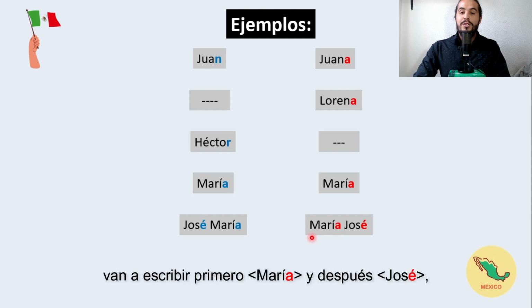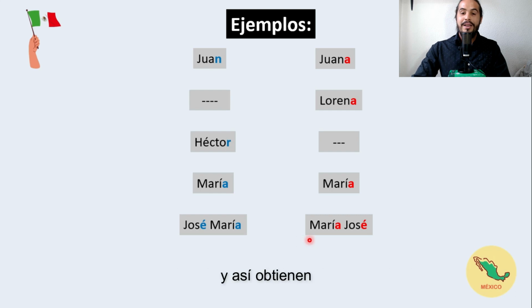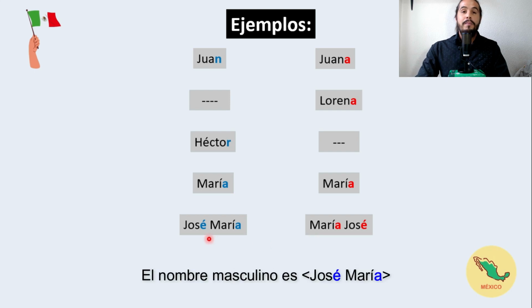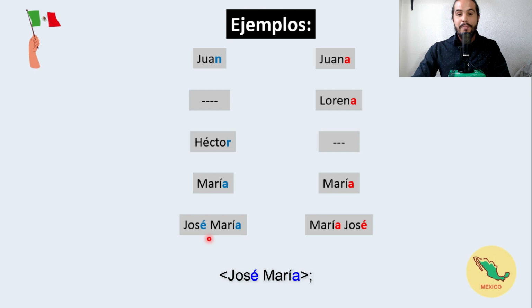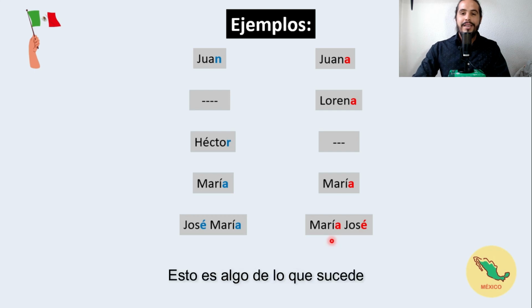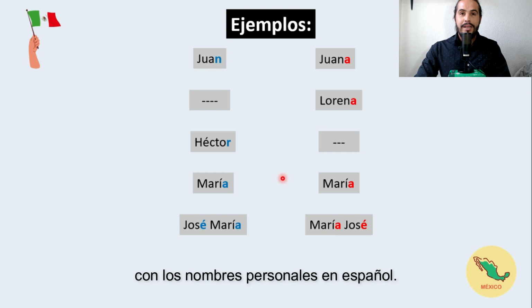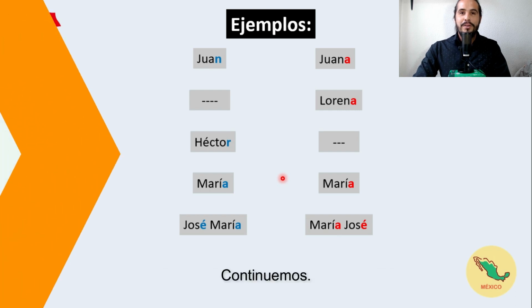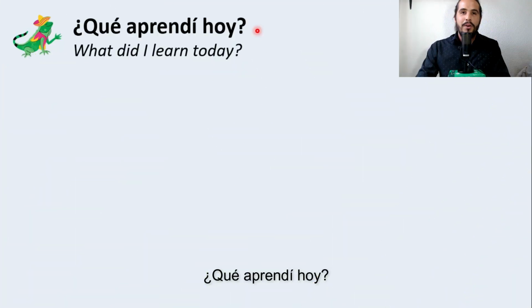So you are going to write first Maria and then Jose, and then you get Maria Jose. Again, masculine name, Jose Maria. Its feminine version, Maria Jose. This is something that happens with personal names in Spanish. Let's continue. ¿Qué aprendí hoy?